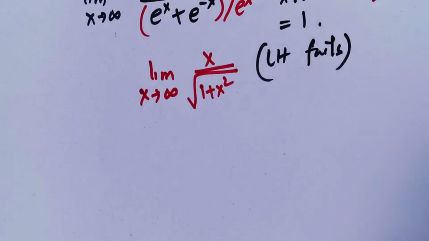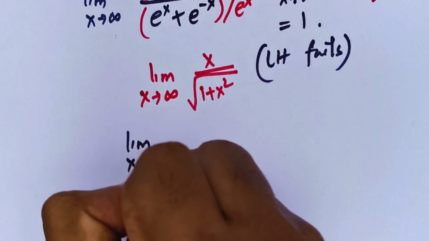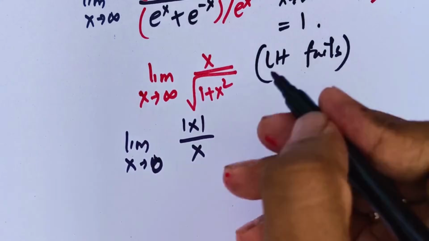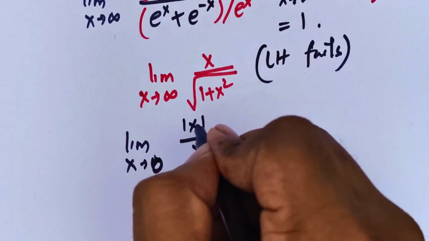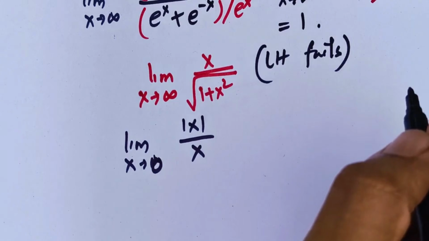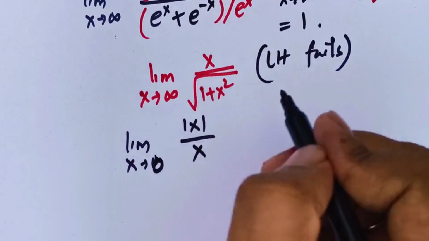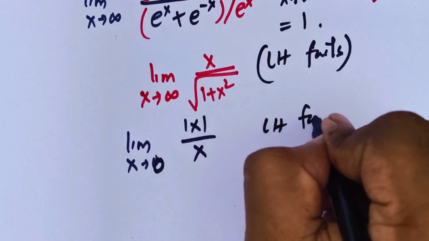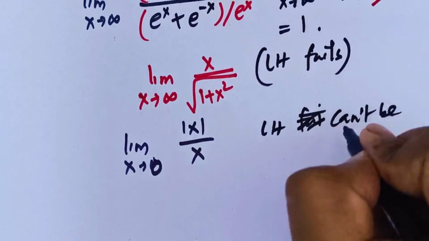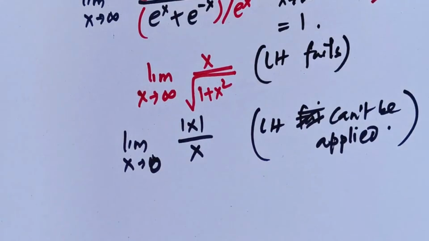Let's take another example where you can't apply L'Hopital's rule. Suppose you have mod x over x, x goes to 0. Clearly you can't apply it because the functions are not differentiable. For L'Hopital's rule, our functions must be differentiable. We must find the derivative of the function. At 0, mod x is not differentiable. So L'Hopital's rule fails. L'Hopital's rule can't be applied. You have many such examples.